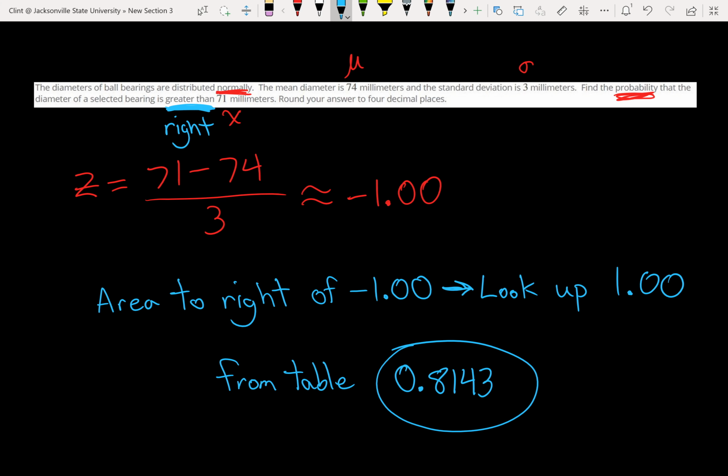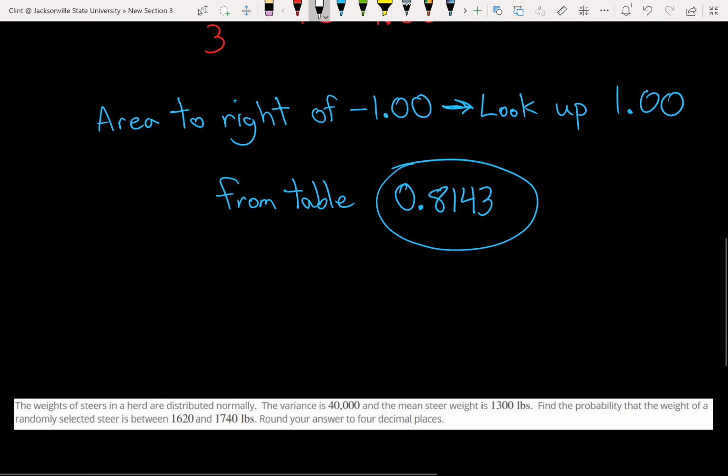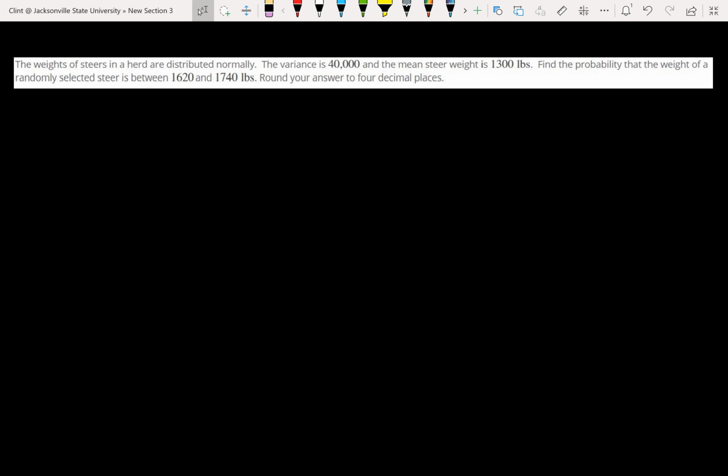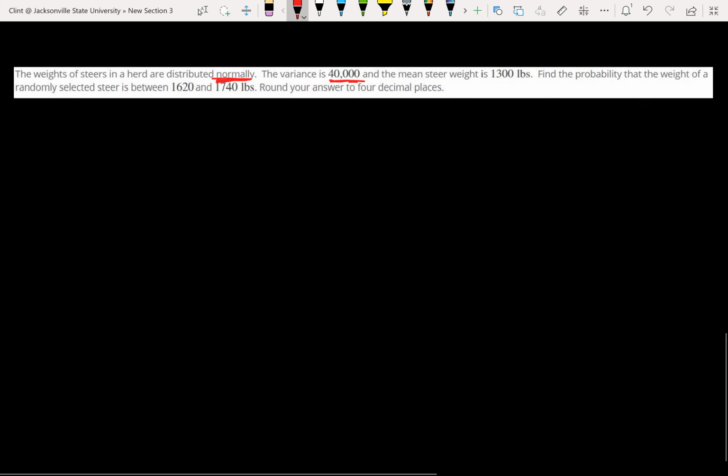Okay. One more. Like I said, they're all really similar to each other, so the only thing that changes is the type of area you want. So this is as complicated as I get in this section. Since it says the weights of steers in a herd are distributed normally, anytime you see that, you know you're going to use a z somewhere. The variance is 40,000, so it threw us a little bit of a curve here.